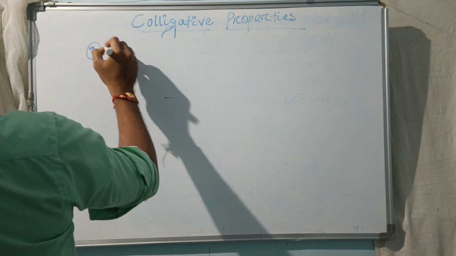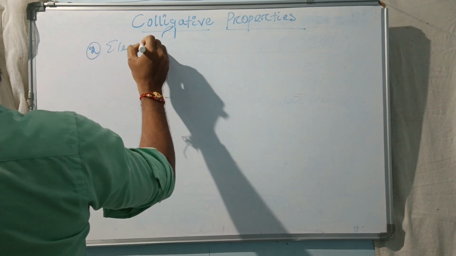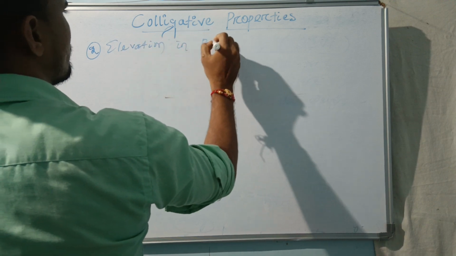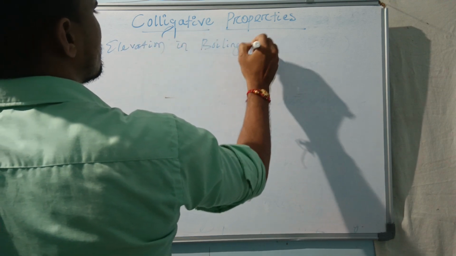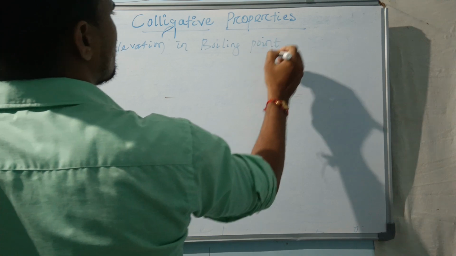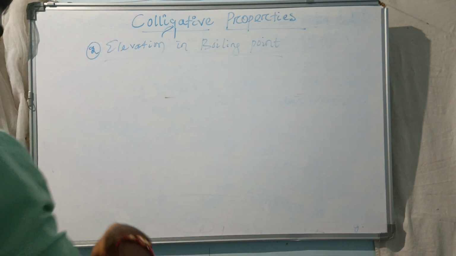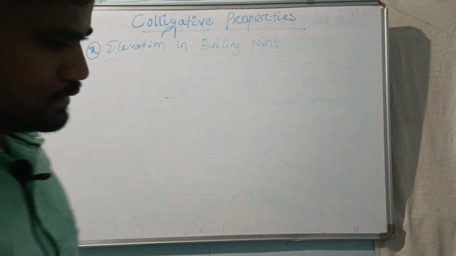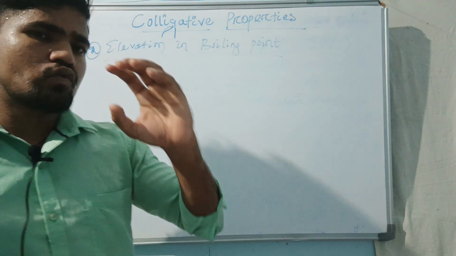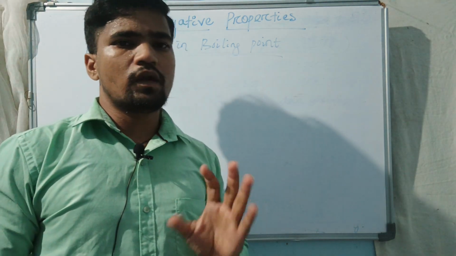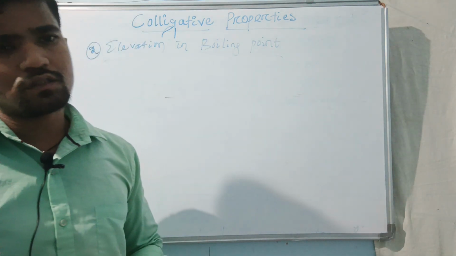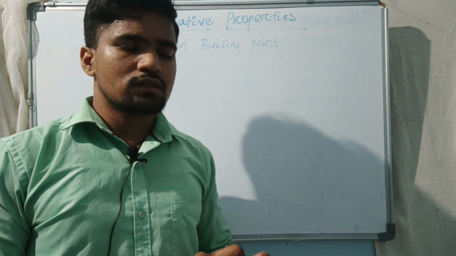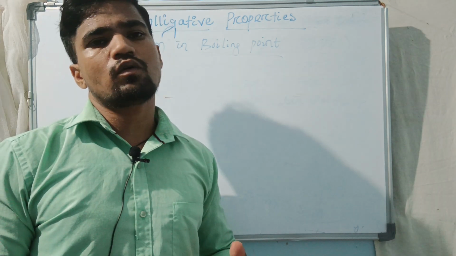So second is elevation in boiling point. Elevation in boiling point. Okay. So what is elevation in boiling point? Before that, we have to be clear about the boiling point. The boiling point of a liquid is the temperature at which the vapor pressure becomes equal to the atmospheric pressure.